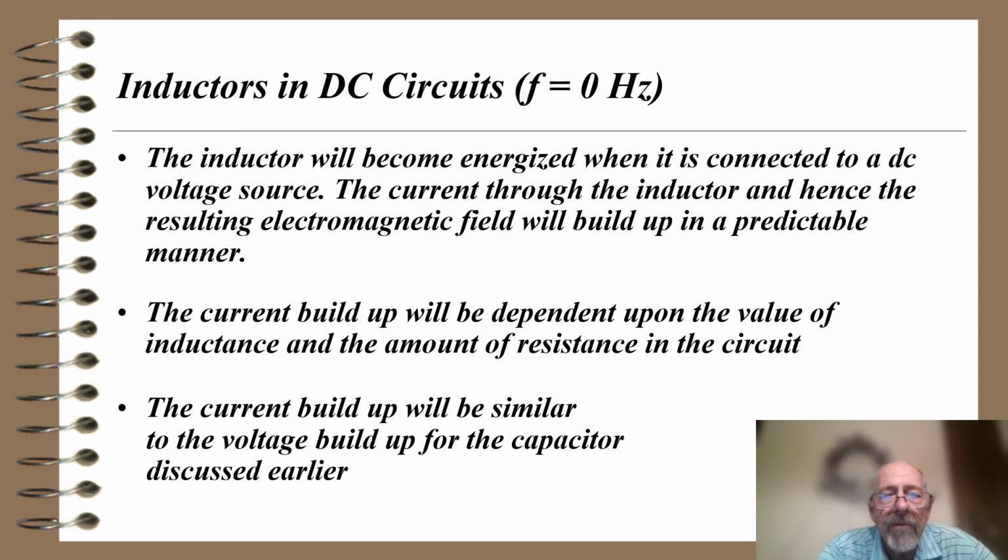So what about inductors in DC circuits? Well, like a capacitor, the inductor will become energized when it's connected to a DC voltage source. The current through the inductor, and hence the resulting electromagnetic field, will build up in a predictable manner. The current buildup will be dependent upon the value of inductance and the amount of resistance in the circuit. The current buildup will be similar to the voltage buildup for the capacitor that we discussed earlier.